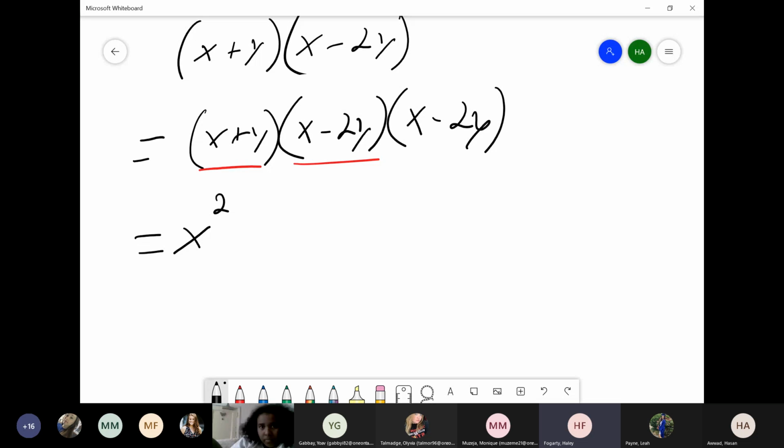X and 2y. Yeah, so we have outside, right? So first, outside, inside, last. So outside is next. So we have the x and we have the 2y. But is it a 2y? What's this sign in front of it?